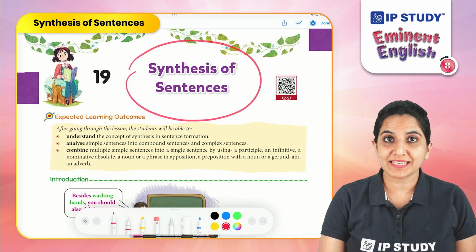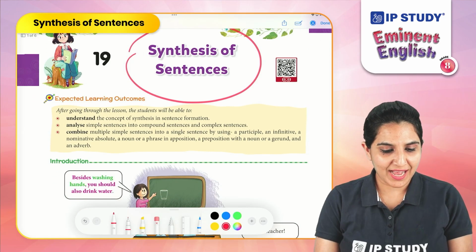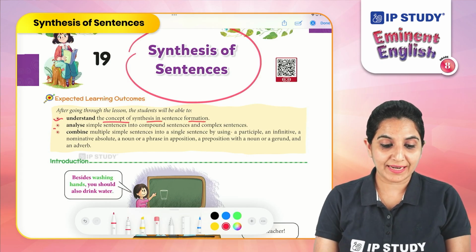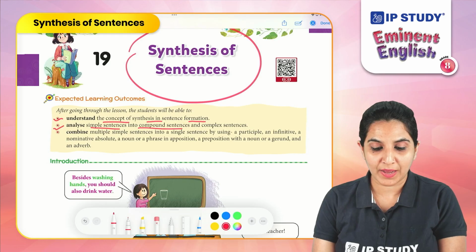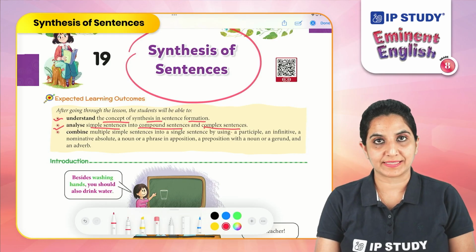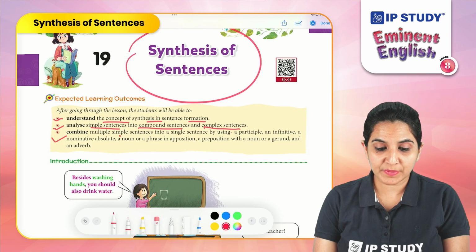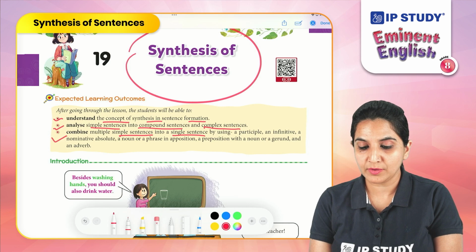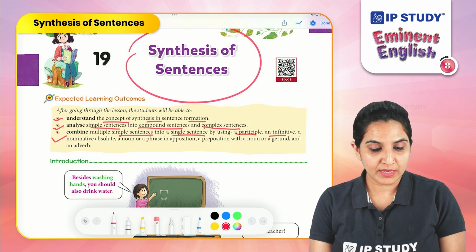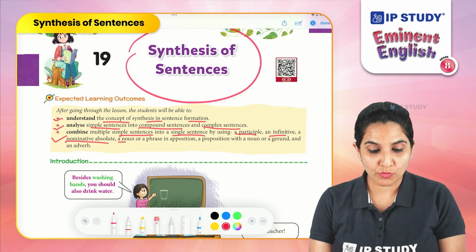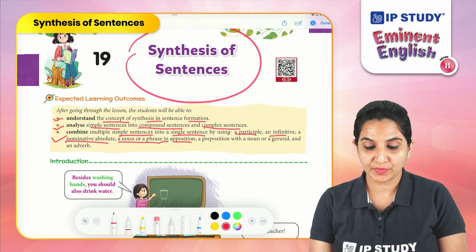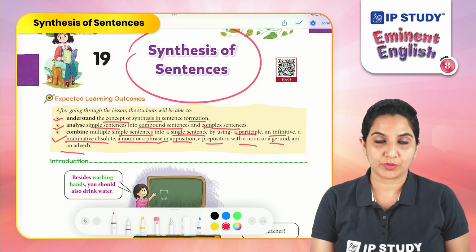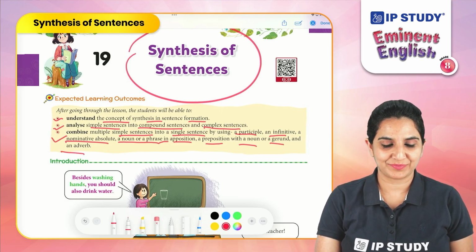Now, before the end of this lesson, you will be able to understand the concept of synthesis in sentence formation, analyze simple sentences into compound sentences and complex sentences, combine multiple simple sentences into a single sentence by using a participle, an infinitive, a nominative absolute, a noun or a phrase in apposition, a preposition with a noun or a gerund, and an adverb. Now let us start with a small example.